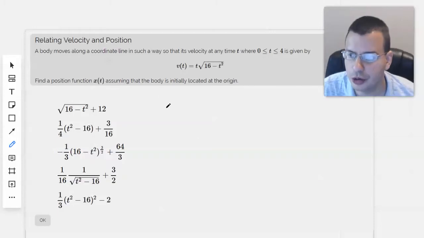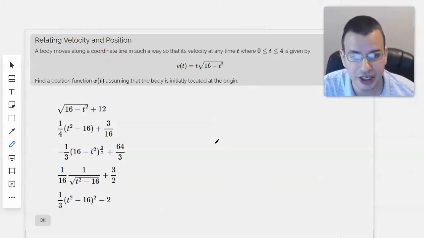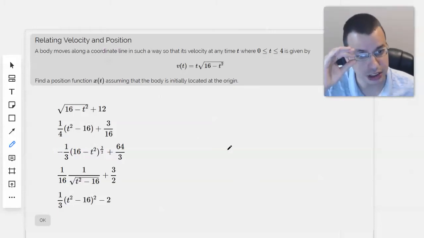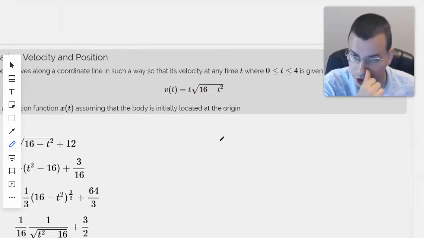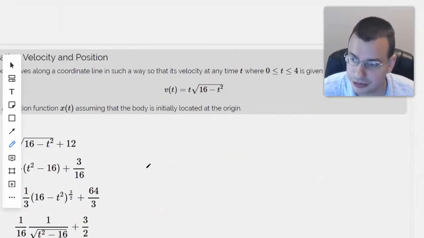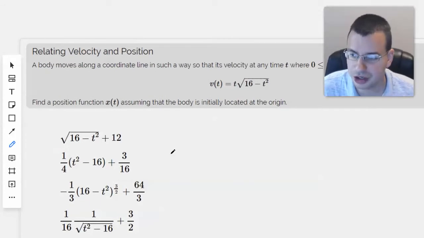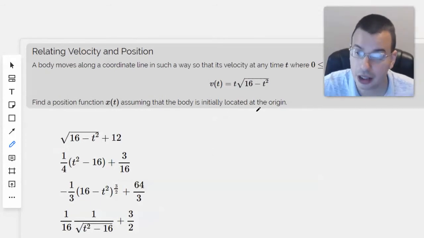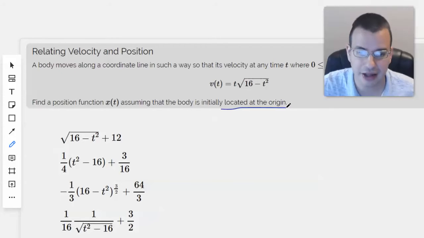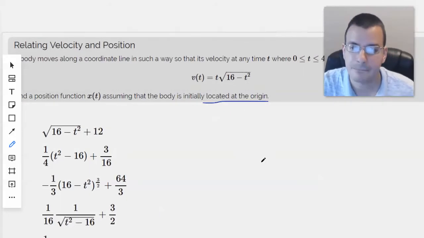A body moves along a coordinate line in such a way that its velocity at any time t, where 0 < t ≤ 4, is given by t times the square root of the quantity 16 minus t squared. Find a position function x(t), assuming that the body is initially located at the origin. Okay, so initially located at the origin gives us our initial data.